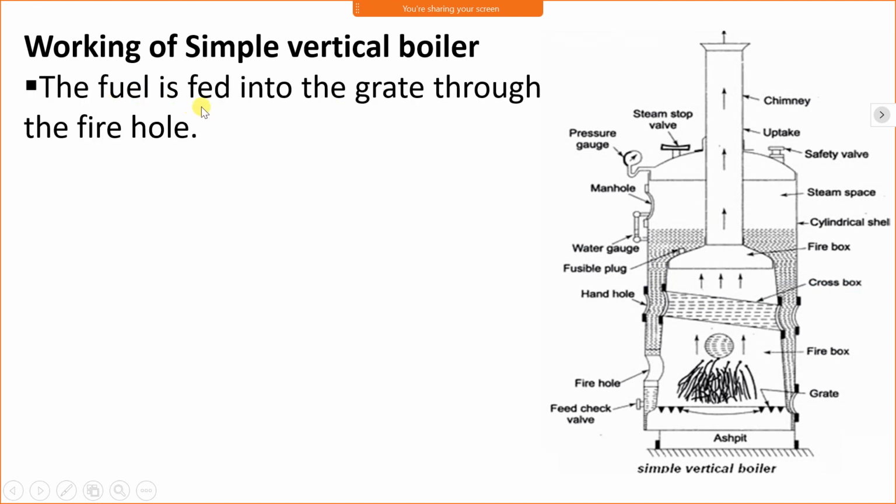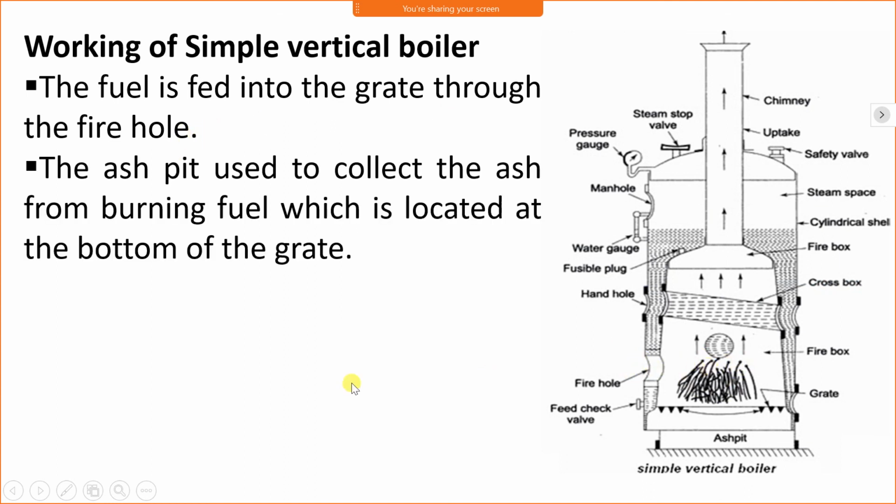Now, the working of the simple vertical boiler. The fuel is fed into the grate through the fire hole. The ash pit is located at the bottom of the grate and collects the ash formed during combustion.